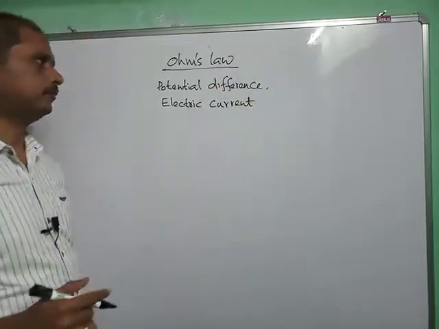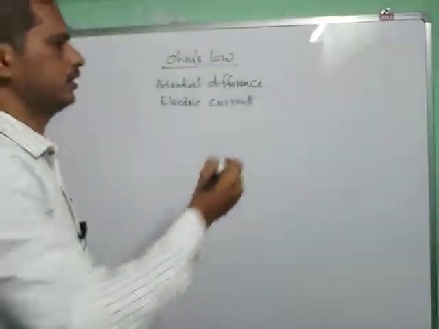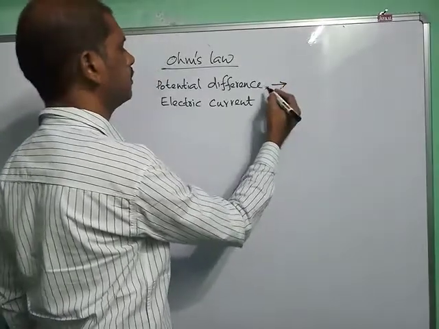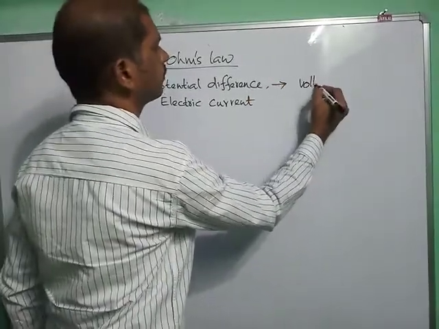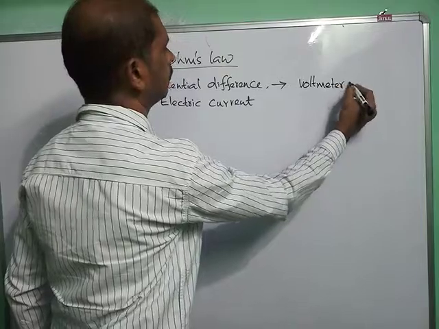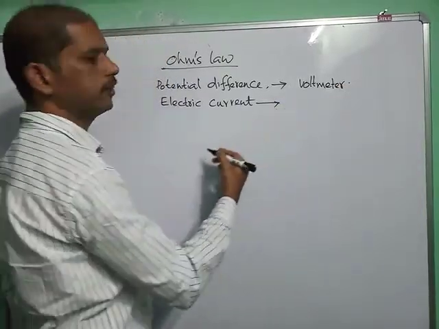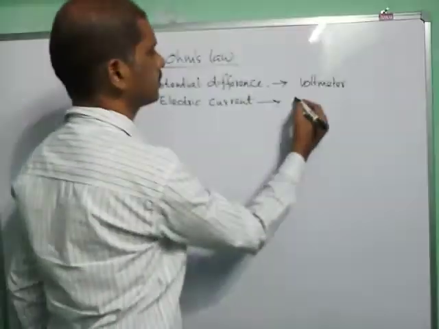First of all, to measure the potential difference, what is the device we are using? The device we are using is the voltmeter. To measure the electric current, we are using the device that is the ammeter.